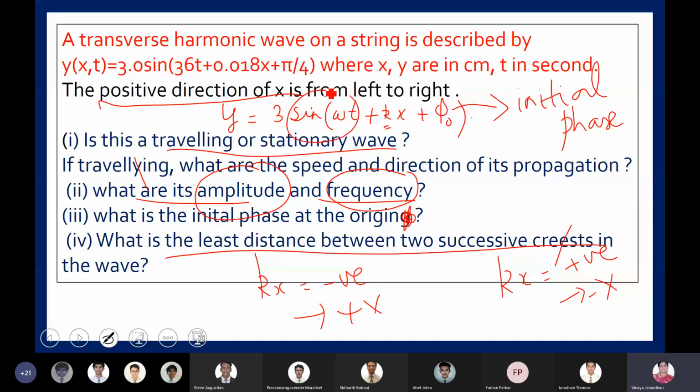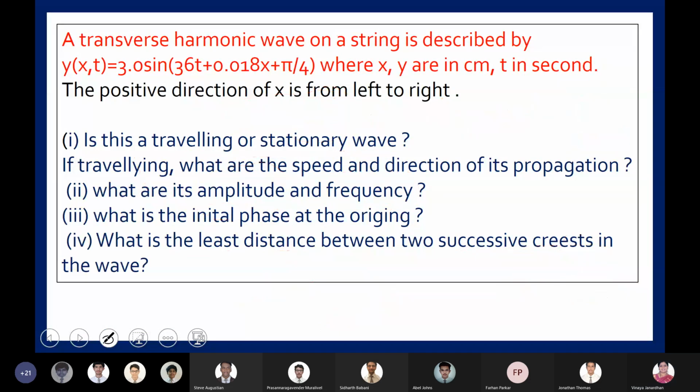When you have only one trigonometric function, when a wave is represented by only one function, it is a traveling wave. In some cases, suppose I give you the example, y is equal to 0.06 sin(2 pi by 3 x) into cos(120 pi t).